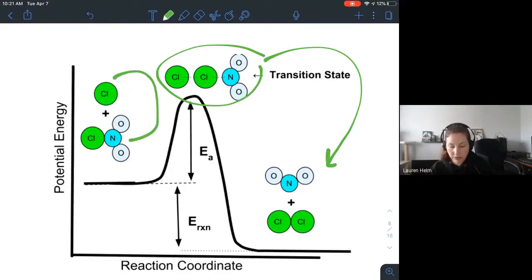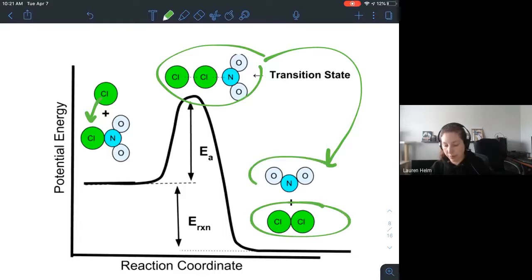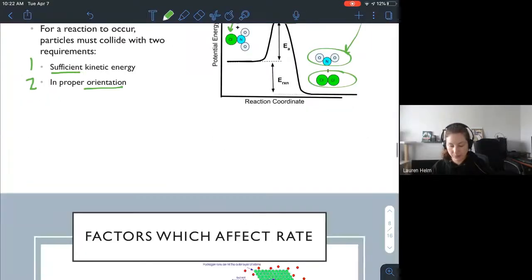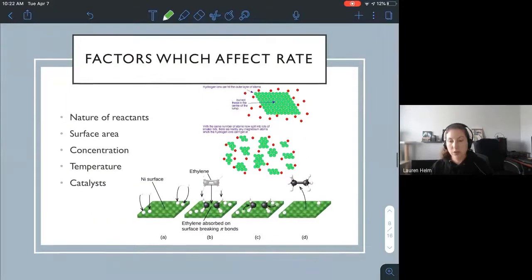If that chlorine bumps into the nitrogen, no reaction. The chlorine needs to bump into the other chlorine, so that's correct orientation, it has to bump into the right part of the molecule, and it has to hit it with enough energy that it attaches to that chlorine and pulls it away. So in this reaction, for it to occur, one chlorine must collide with the other chlorine with enough energy and the correct orientation to knock it off of that molecule. So to start a reaction, sufficient energy and correct orientation.